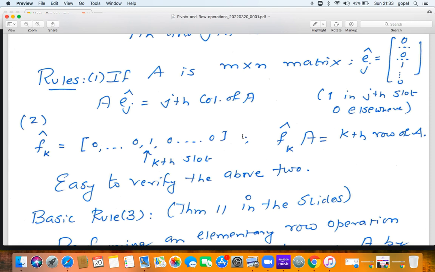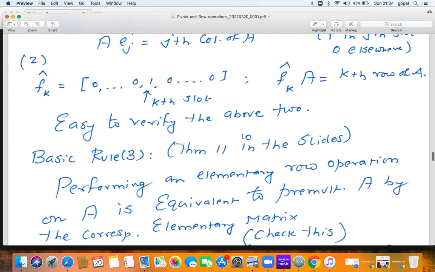So you know how to pick out the jth column of A. You know how to pick out the kth row of A. You simply have to multiply on the right by e_j cap or multiply on the left by f_k cap, as the case may be. These are the two basic rules. Exercise: verify rules 1 and 2. Do the actual matrix multiplication and check the correctness of these rules.